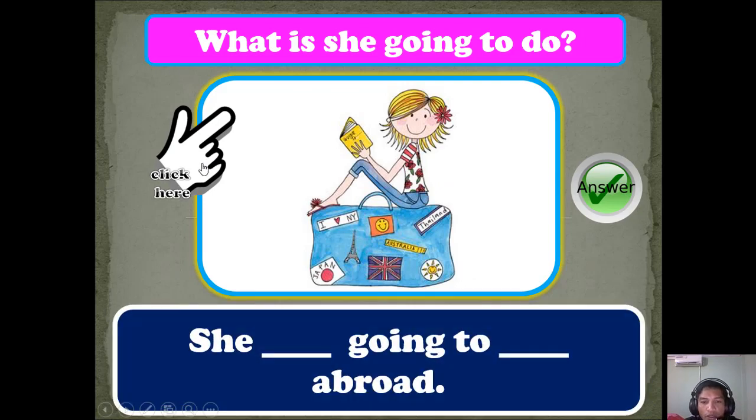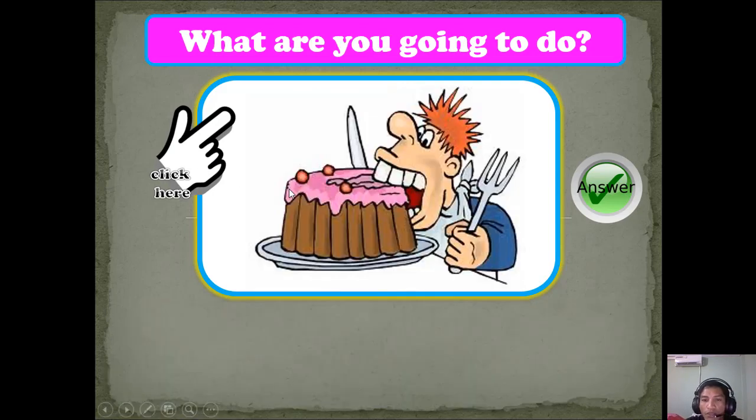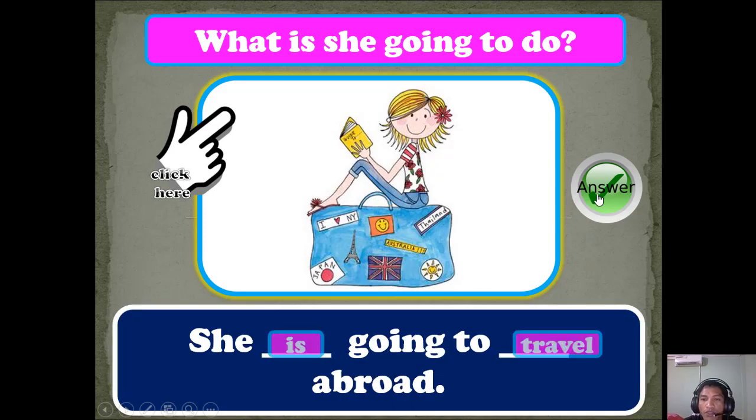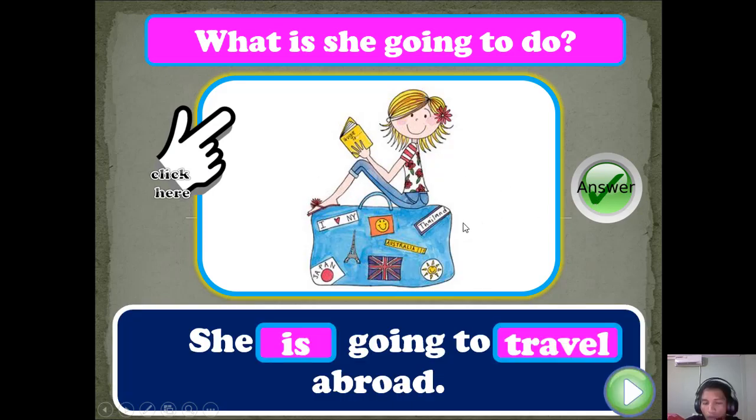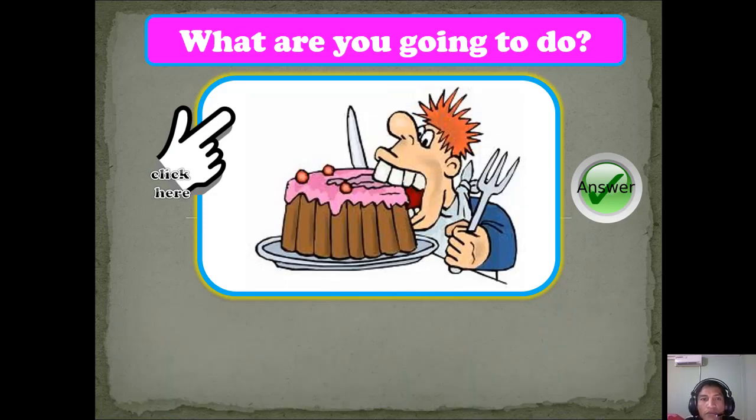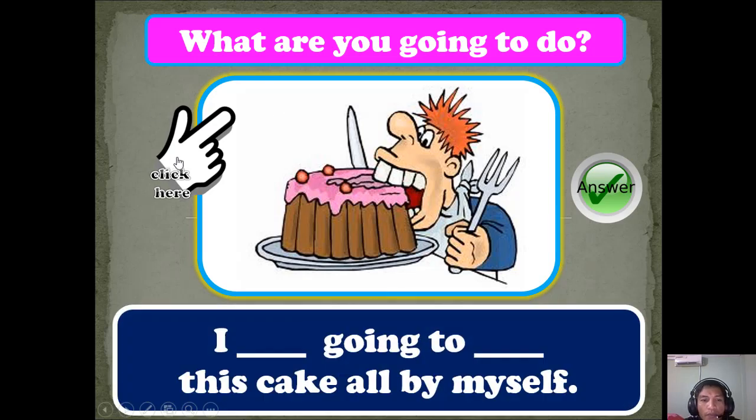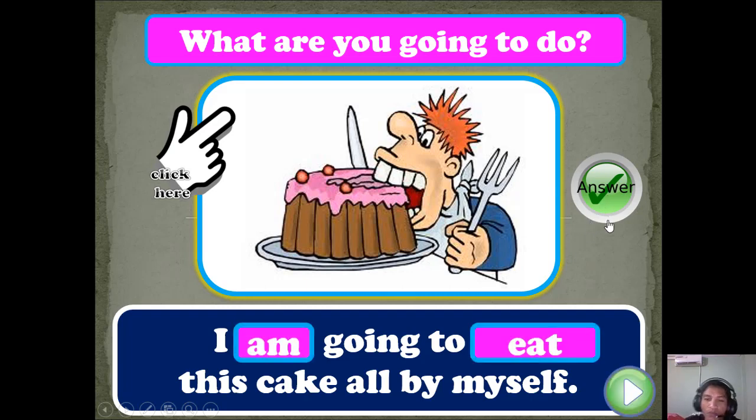She is going to travel abroad, or going to go abroad. Okay, so what are you going to do with this? I'm going to eat this cake, okay, all by myself.